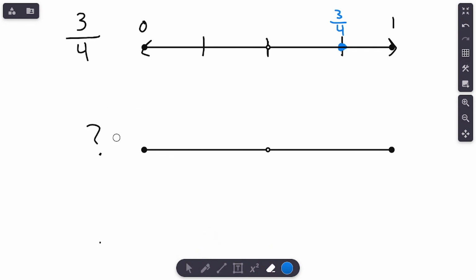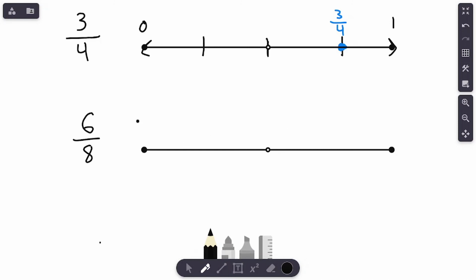Now I'm going to show you a way that you can figure out if two fractions are equivalent or not using a number line. Now, let's say you have another fraction, and this fraction is, I don't know, let's go with 6/8. And we want to know, are these two fractions equivalent? There's 2 ways you can go about doing this.